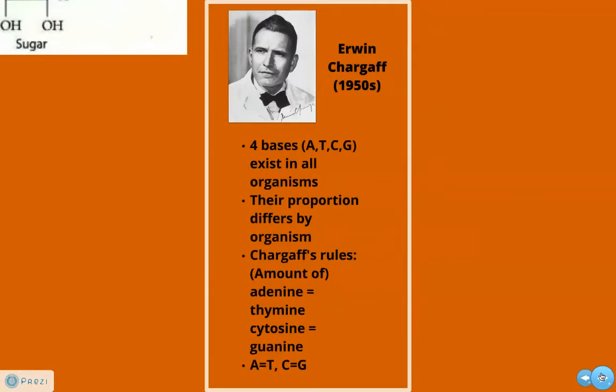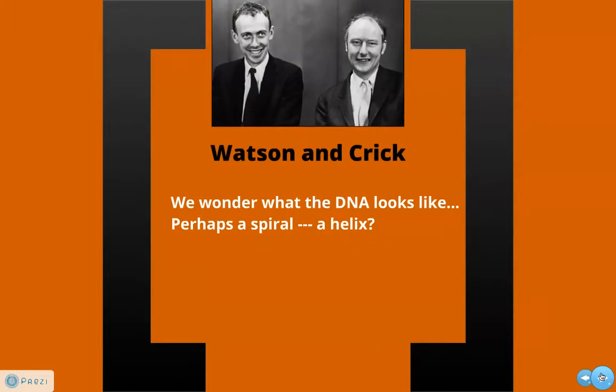Erwin Chargaff was active in the 1950s, and he proposed that all 4 bases exist in all organisms, only that their proportion in the DNA differs from organism to organism. He came up with one rule: the amount of adenine equals the amount of thymine, and the amount of cytosine equals the amount of guanine. So again, we have A, T, C, G. Now we'll examine some key figures.